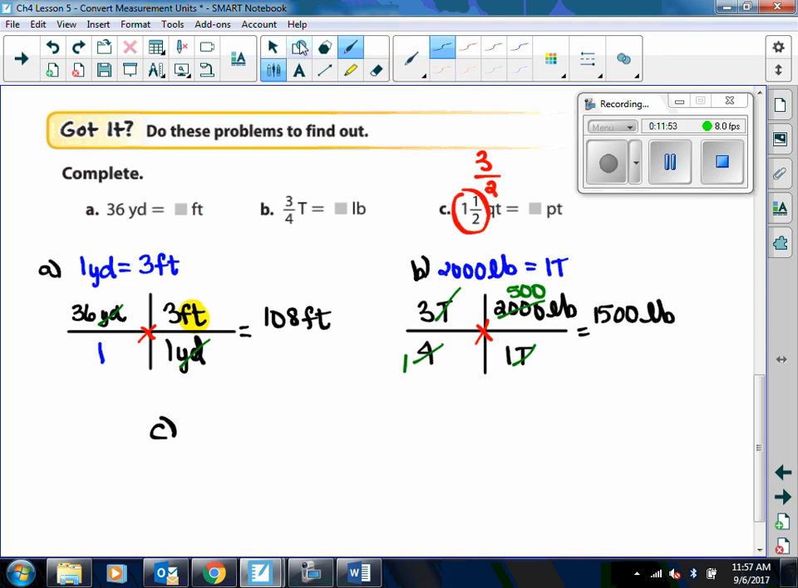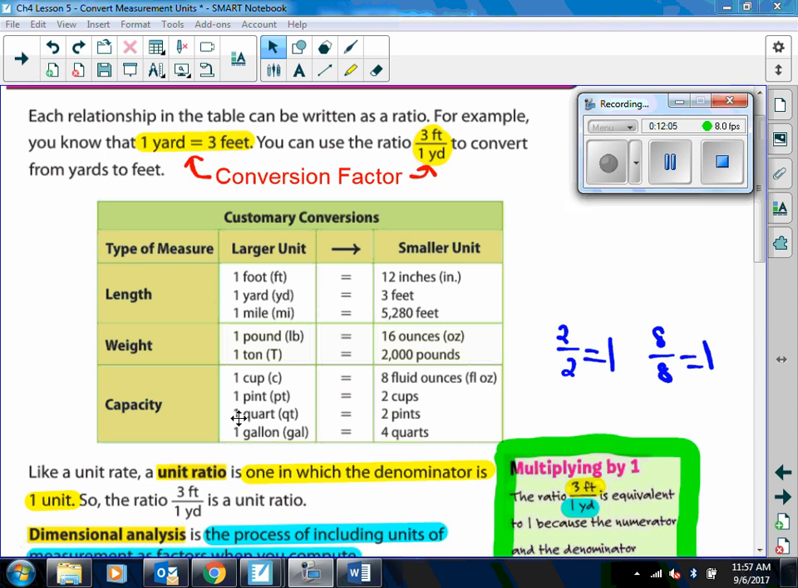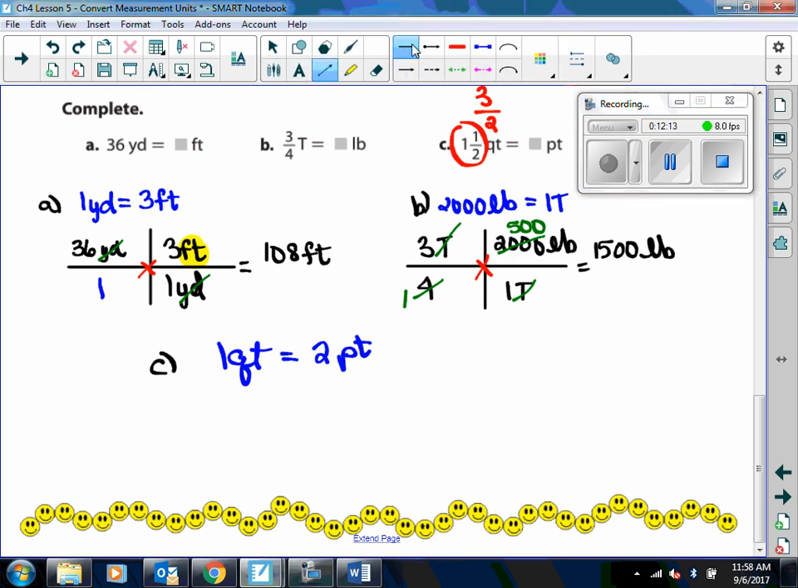Okay? So now we need to look to see what our conversion factor is. So we want to go from quarts to pints. Okay? So we're going to look at our table. And here you can see 1 quart is equal to 2 pints. So that's our conversion factor, and now we put that on our dimensional analysis chart.